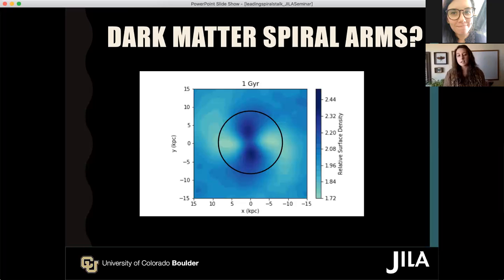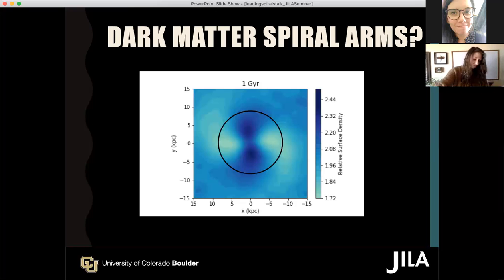So this plot is my first attempt at trying to discover dark matter spiral arms. It is basically the ratio of the surface density of dark matter particles from the 0th time step to the 1st time step. So the black circle here indicates the sun's orbit, sorry.